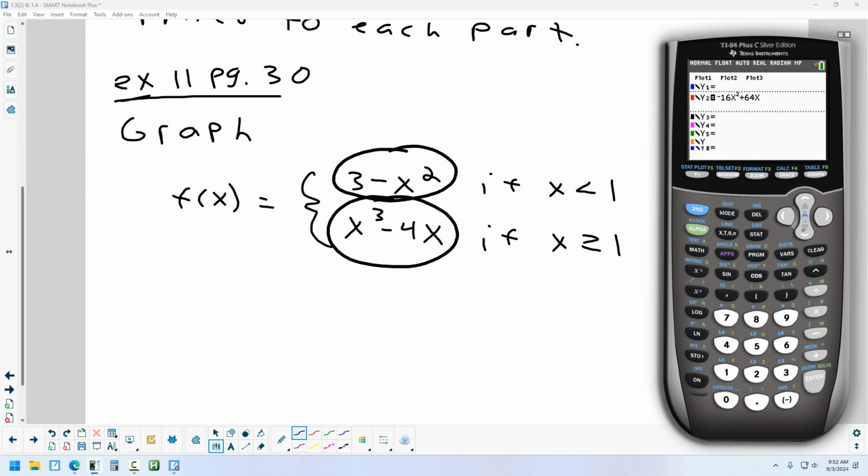I'm going to go to y equals. You're going to put it in parentheses: 3 minus x squared, just like that. Next to it, in parentheses, you're going to put this condition. We know where the x is. What you don't know is where the less than sign is, so I need to show you how you type less than. To type less than, press second, and then press the math button. That's how you get to your inequality symbols, and we want the fifth one down.